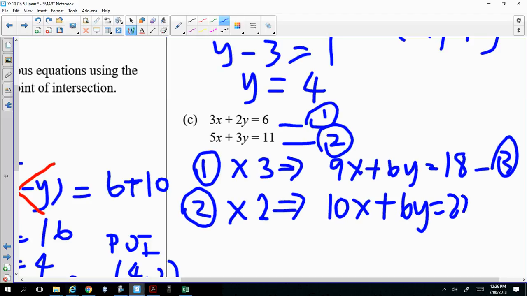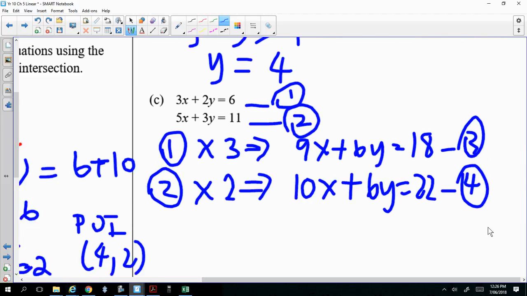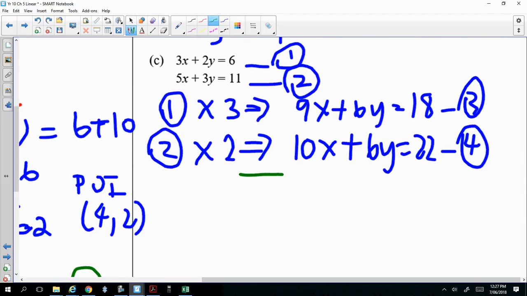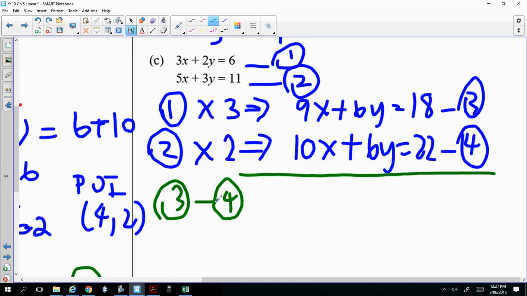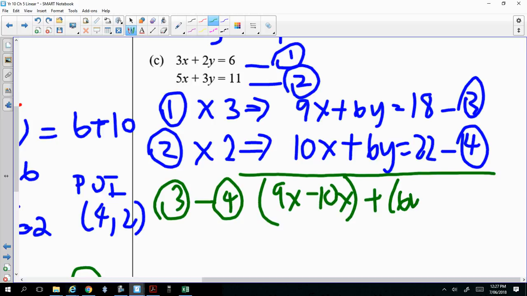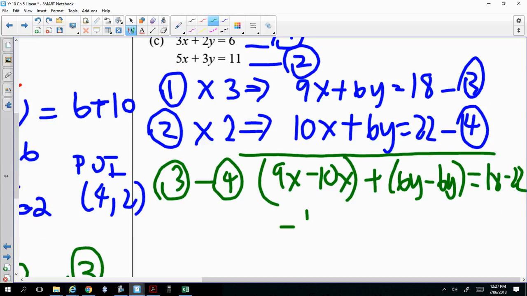And to eliminate y, you have to subtract the two equations. So you go 3 minus 4. So you do 9x minus 10x. 6y minus 6y, they get cancelled. 18 minus 22. Actually, the y gets cancelled, it's 0, and you get x left, which is negative x equals negative 4. Therefore, x equals 4.